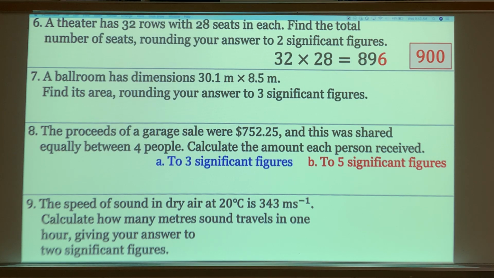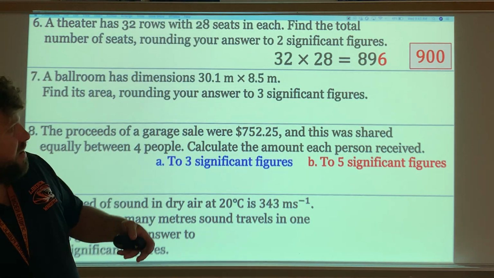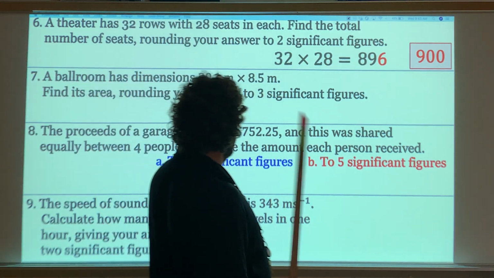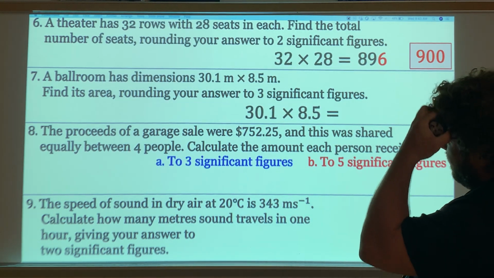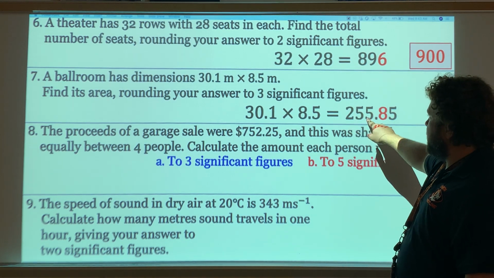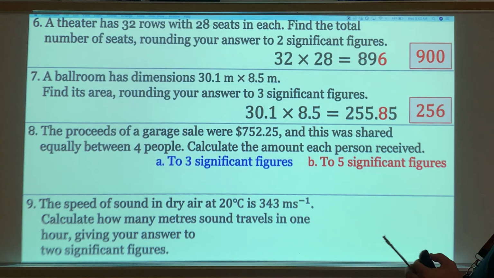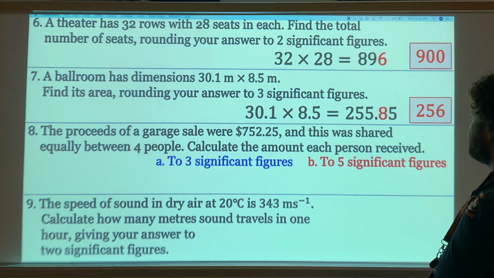Next one. A ballroom has dimensions of 30.1 meters by 8.5 meters. So that means it's 30.1 meters wide and 8.5 meters long. Find its area. How do you find area? Length times width. Multiply the 2 together. 30.1 times 8.5 equals 255.85. Since we're going to 3 significant figures, 1, 2, 3, the fourth one is greater than or equal to 5, so we're going to round up the third one. 5 goes to a 6, and you get 256 square meters. All right? I should have put the units. I didn't. Sorry.